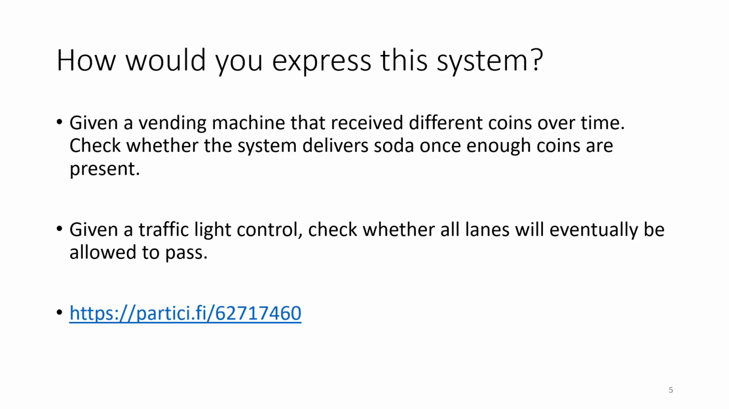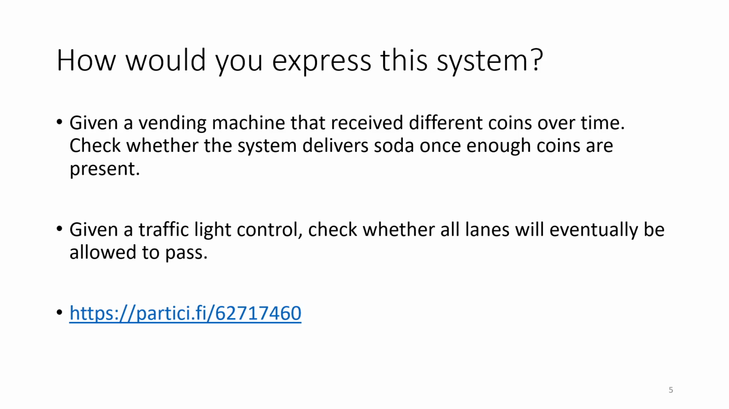And now let's look at some example systems and see what we would use to model them. This is a new example, one that we didn't have so far. Let's say we have a vending machine that receives different coins over time, and we want to check whether the system delivers soda once enough coins are present. So you can put in coins, and if you have put in enough coins, let's say maybe 3 coins, then you should get a soda can out of the machine. So it's a vending machine. How would we check that? How would we encode this? This would be one example.